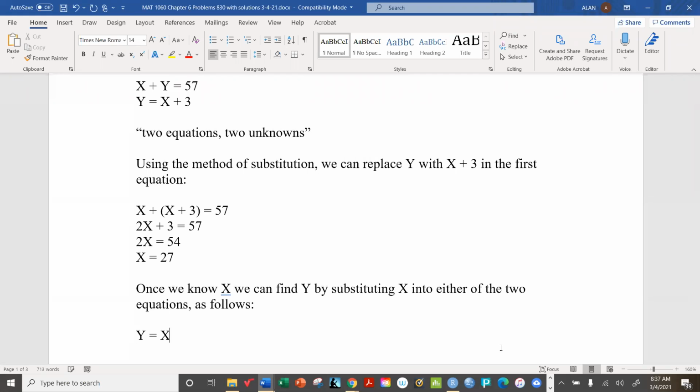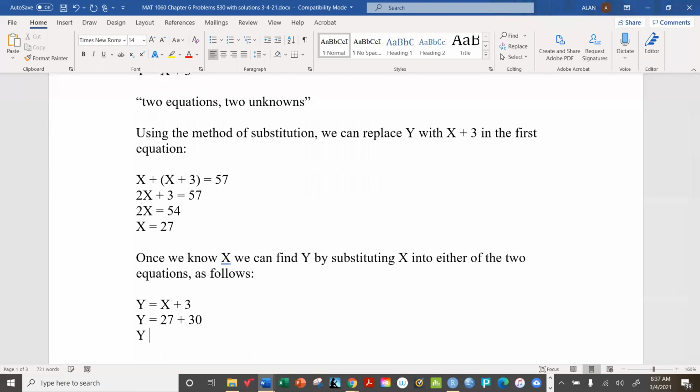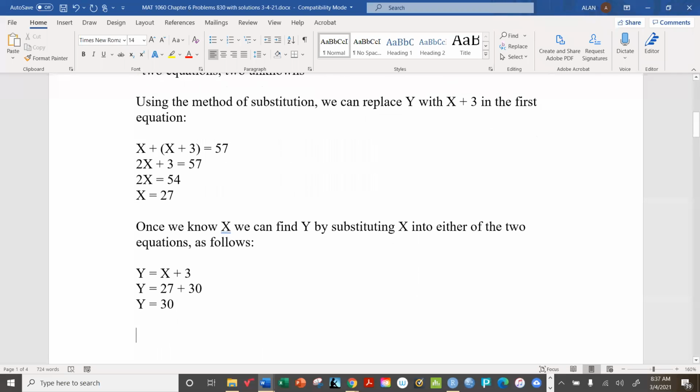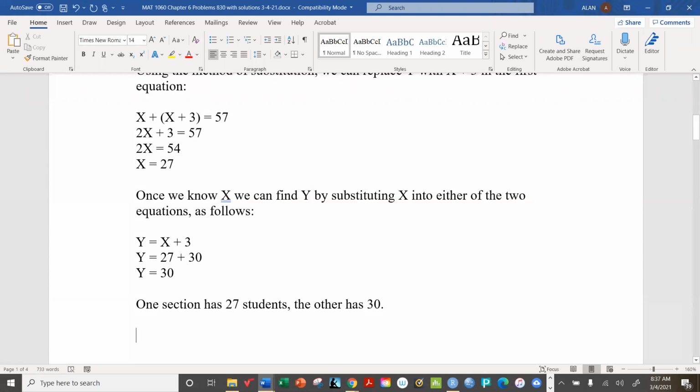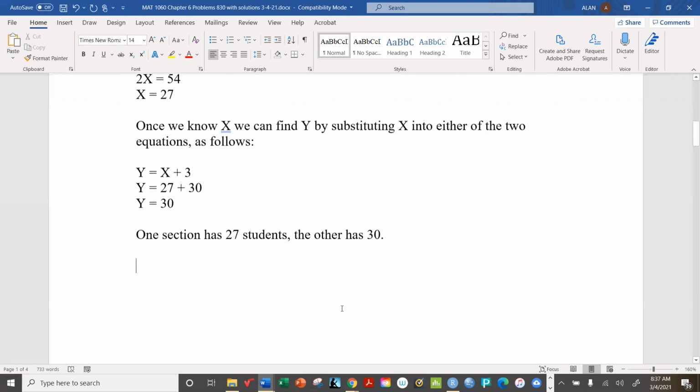So we know that y equals x plus 3. Therefore, y must equal 27 plus 3, and y equals 30. So that's all we need to know. In other words, one section has 27 students, the other has 30. And so that's it. That's all you had to do. There are other approaches as well.